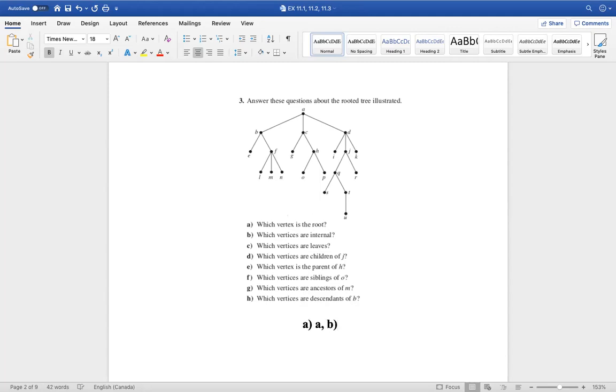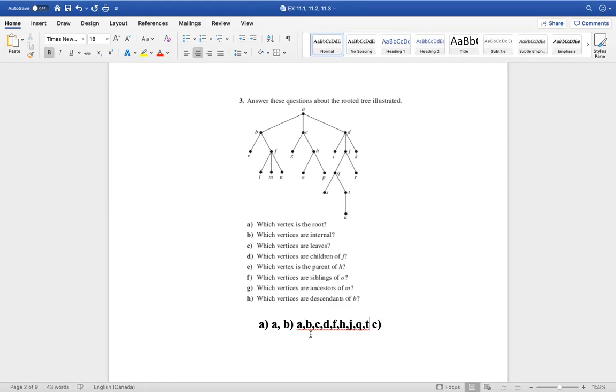Let's take part B. Which vertices are internal? Internal vertices are A, B, C, D, F, H, J, Q, and T. Basically, internal nodes are those nodes which have children, right? We see that these nodes have children, so therefore they are internal nodes.